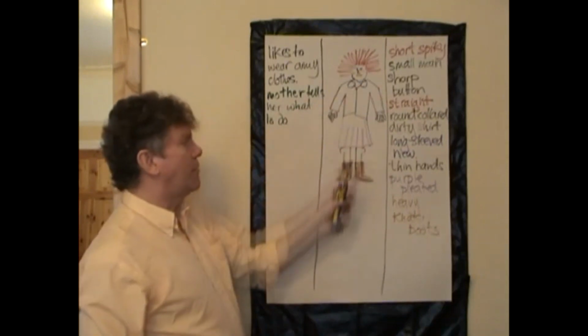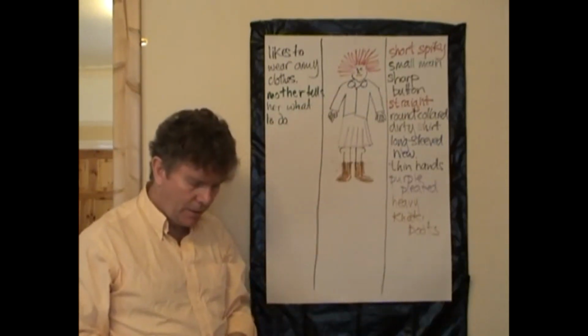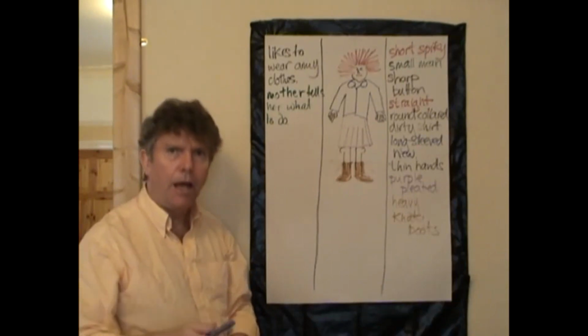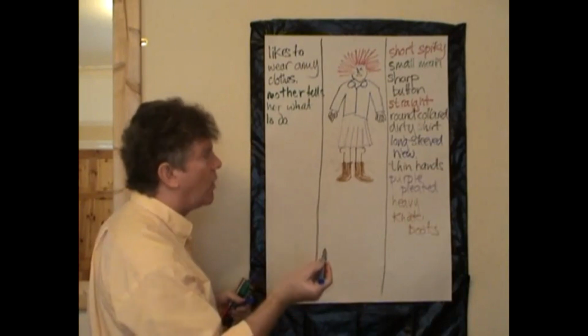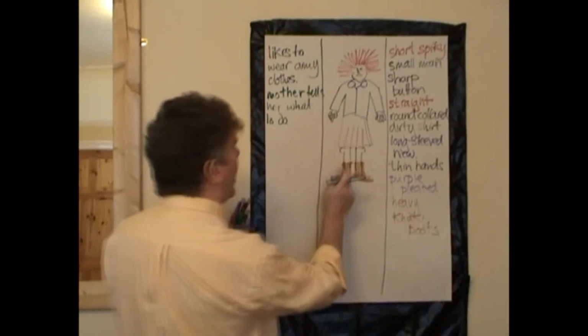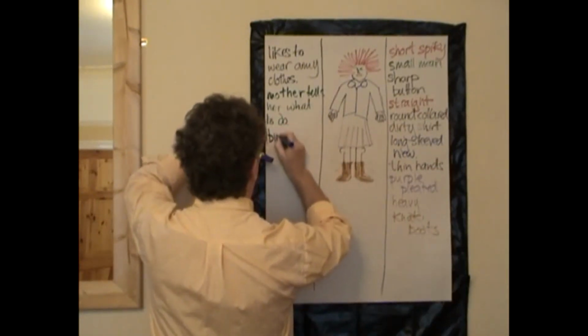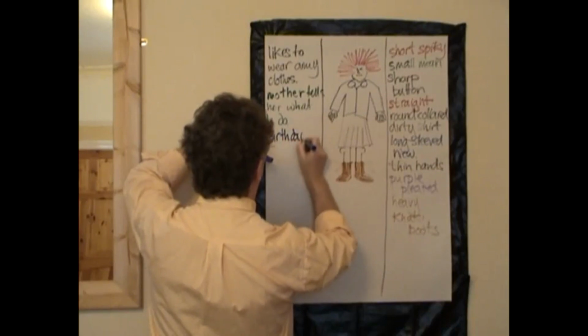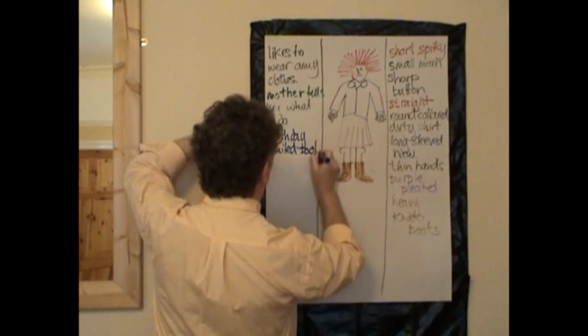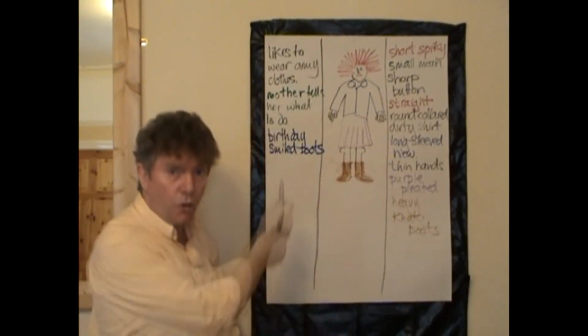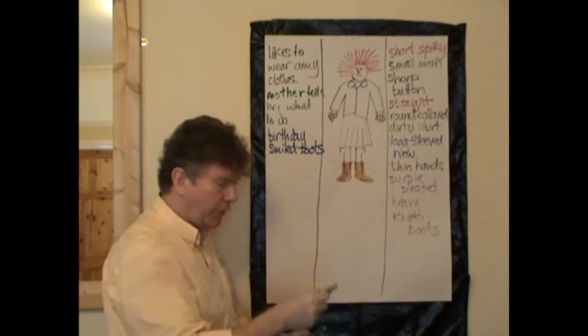When was the last time that this woman smiled? When was the last time she smiled? When could it be? When was the last time you smiled? Birthday. What did she get for her birthday? She got the heavy khaki boots. So birthday, smiled, boots. This is note taking, modelled for the children.